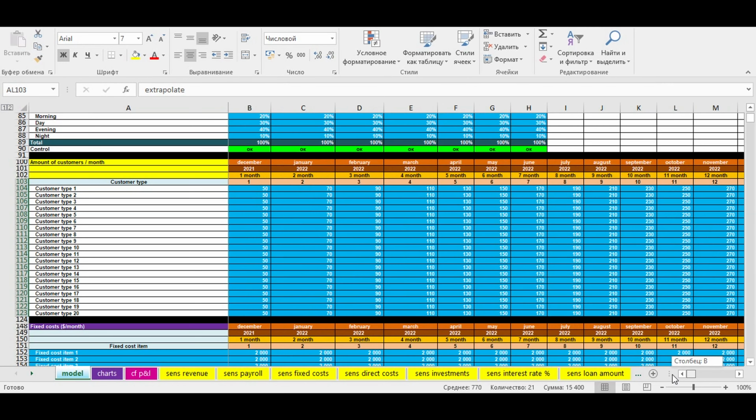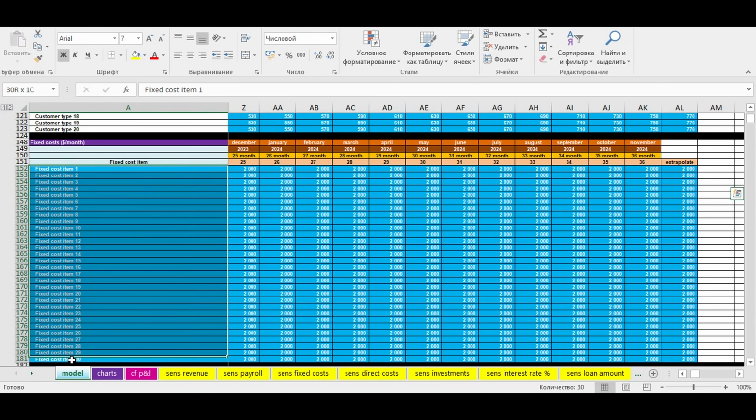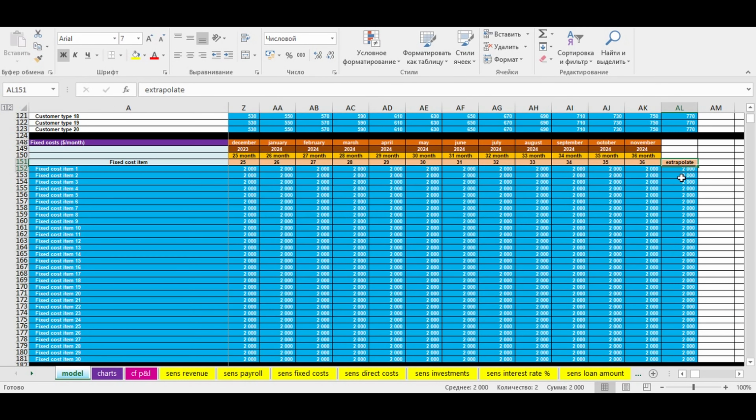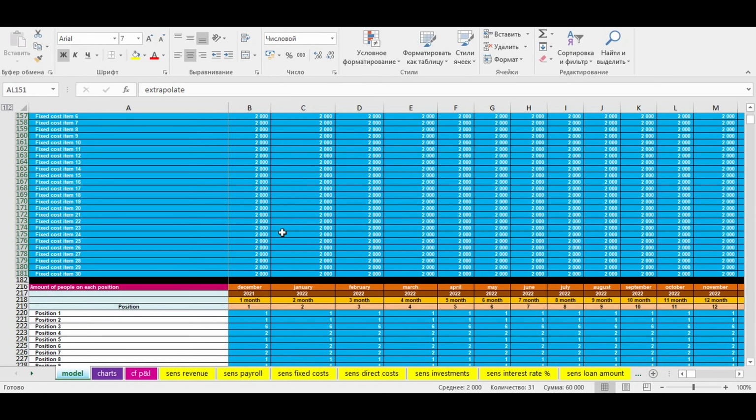Then you specify fixed cost dynamics from the start of operating activity. Here, you name each fixed cost item. And here, you enter fixed cost numbers per month. The algorithm is similar to previous blocks of inputs. Then we move to payroll. Here, we specify the names of positions and salaries of one person on each position. Then you specify the dynamics of people on each position from the start of operating activity.